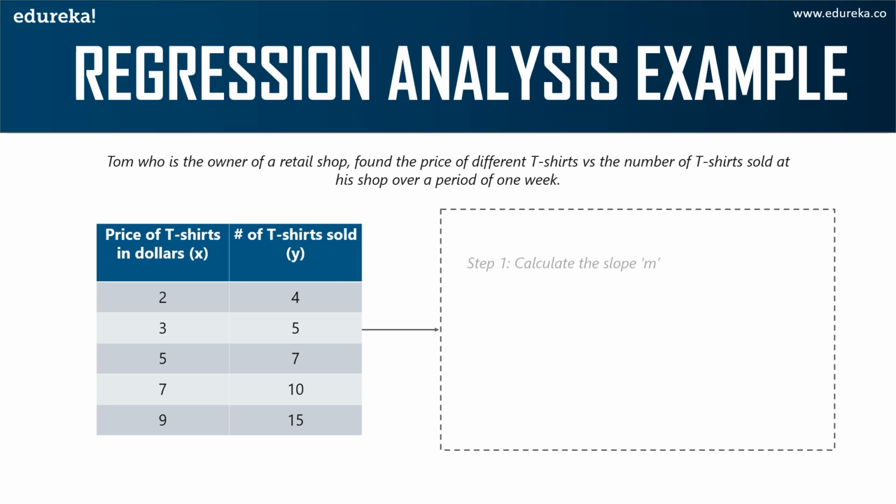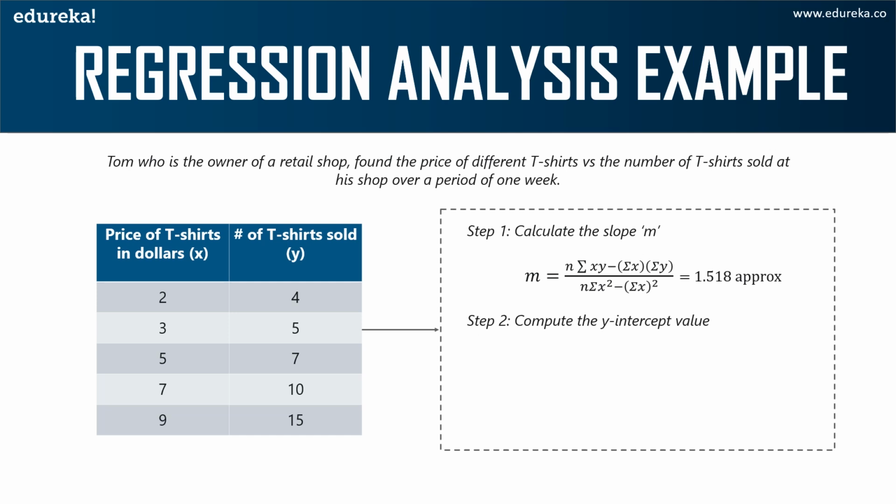So like I mentioned, your first step is to calculate the slope m. So you substitute your values into this. I've already given you x and y values in this table, and all you have to do is substitute these values here. Right? N here will basically be your total number of data points, which is 5. So 5 data points, and just substitute x and y values, and you should get a slope of approximately 1.5.